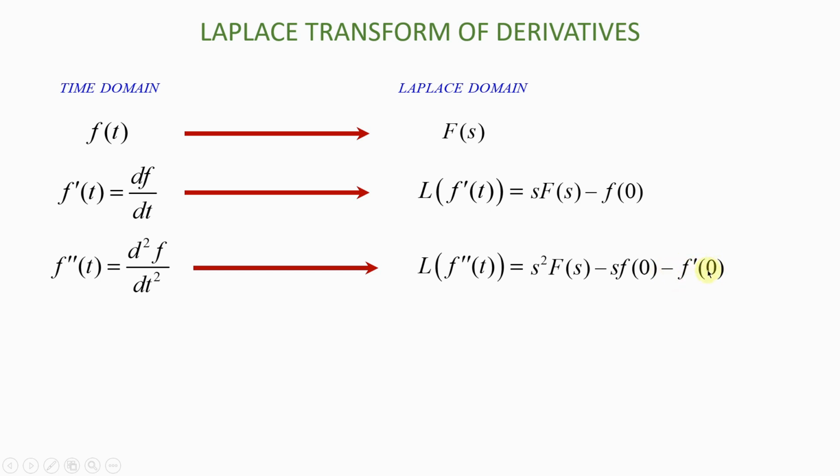So what is f prime of 0? f prime of 0 is pretty much what you will get if you replaced t by 0 in the first derivative of f. So once you've calculated the first derivative of f here, you may get an expression with t. So if you make that t equal to 0, what you get is what we call f prime of 0. Okay? And so the Laplace transform of the second derivative is therefore given by this.